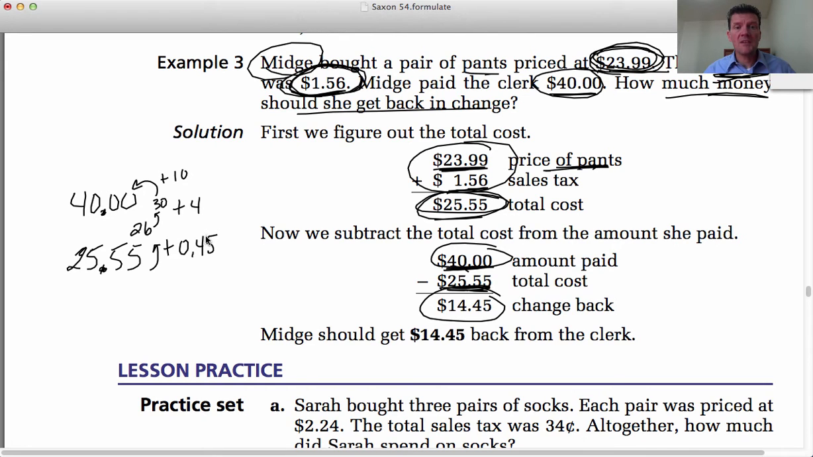So the clerk may give you back 45 cents. Put that in your hand. Then she may say, okay, now that's 26, and then give you 4 more, that's 30, and 10 more would be 40. So she would give you back a total of 10 plus 4 plus 45 cents. That is your $14.45 right there. Okay?